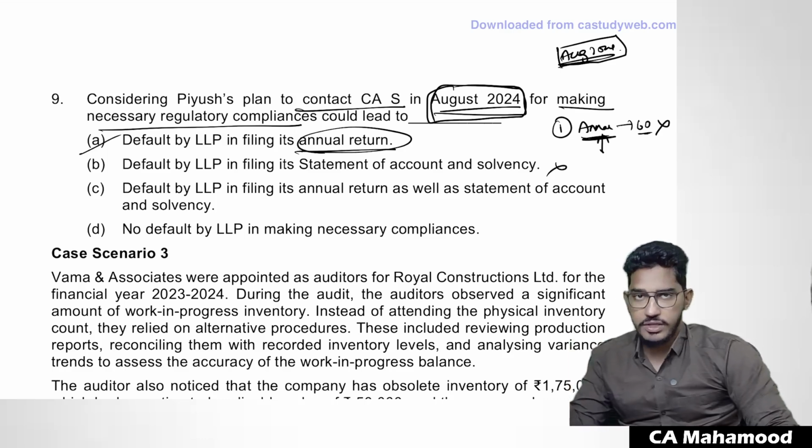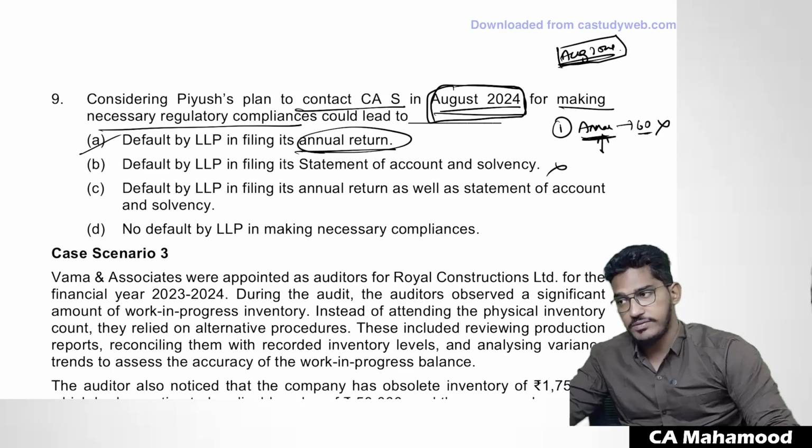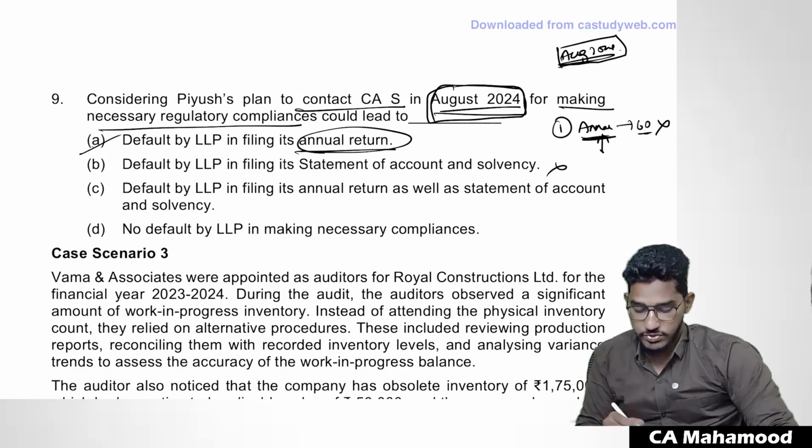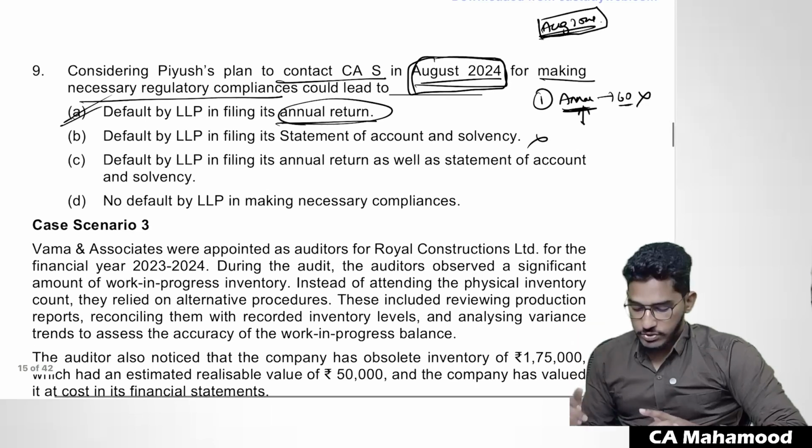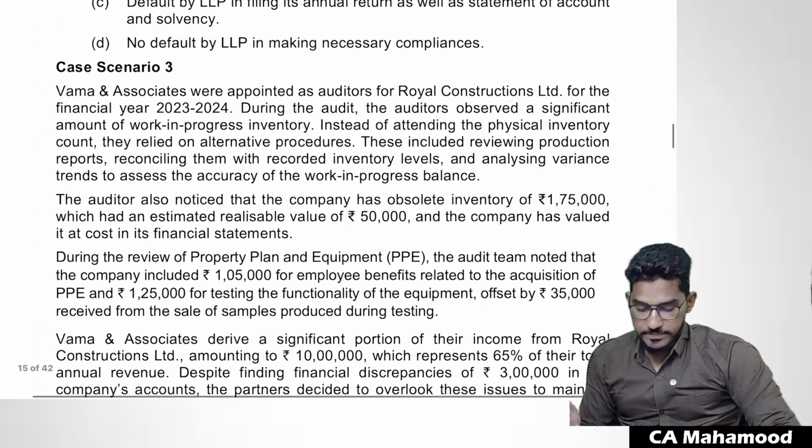Even after August of 2024 also, there is still time left for filing of statement of account and solvency. So option A is going to be the correct option. So we have one more case scenario here. Let us have a look at that as well.